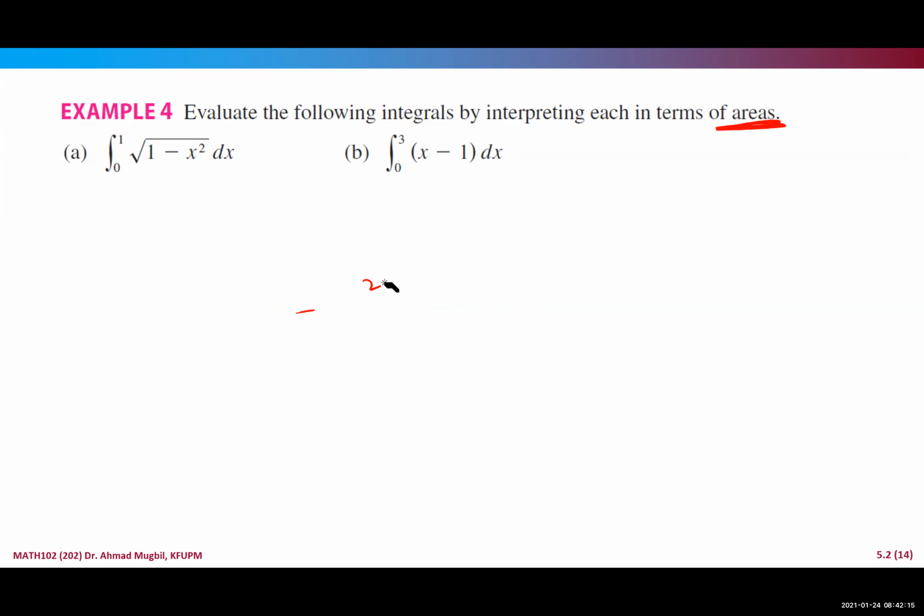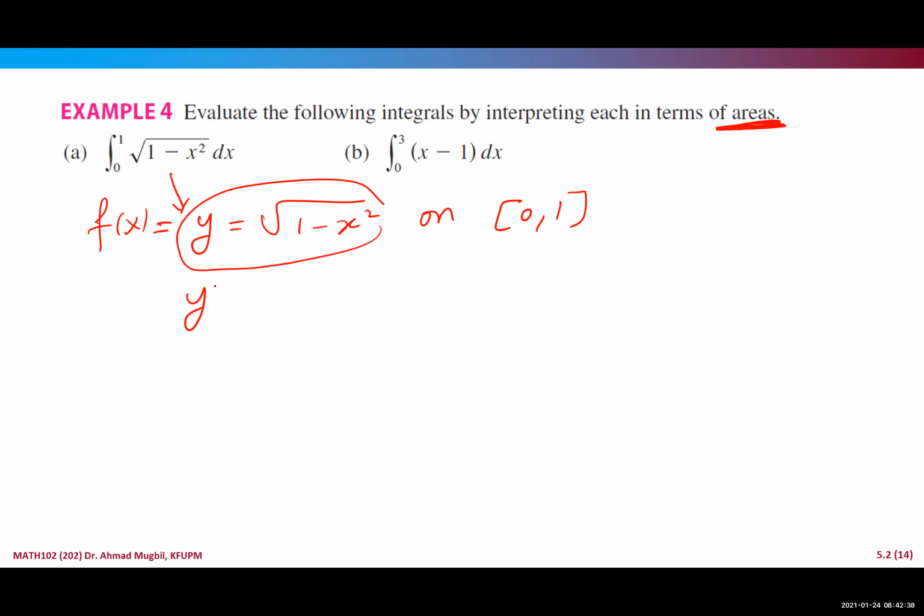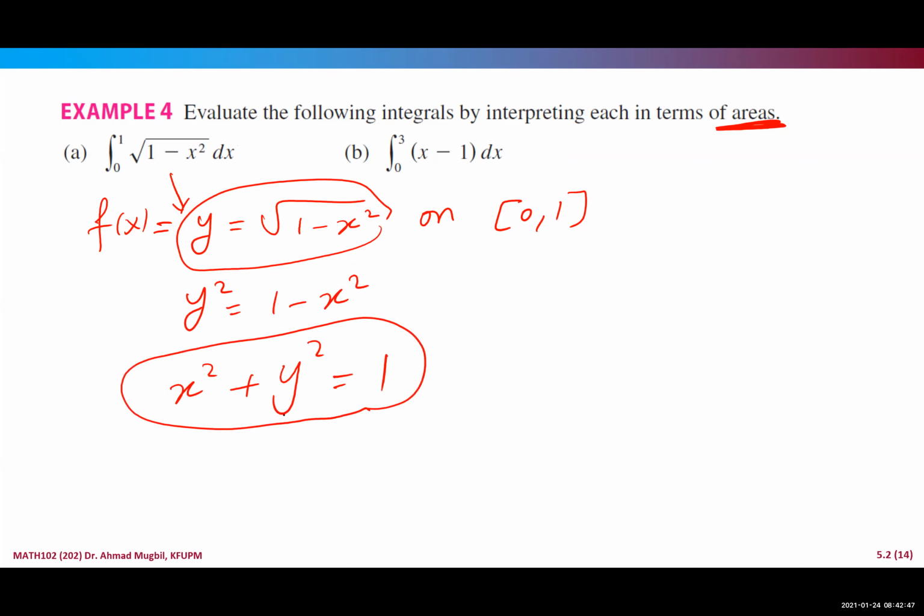How to do that? You need to ask yourself here, what is our function? Our function is y equals 1 minus x squared. So this is the function that we are integrating. This is f of x. We are integrating from 0 to 1. Now, if you notice here, if you square both sides, you can see that this is a circle. But when you solve the equation of the circle, you will have y equals positive or negative the square root of 1 minus x squared. So this one is the positive part.